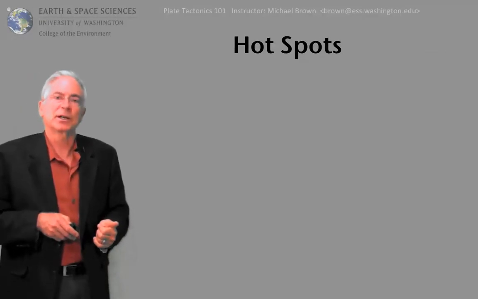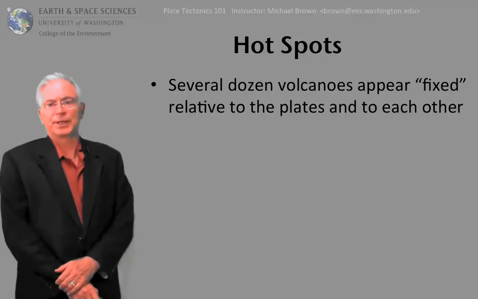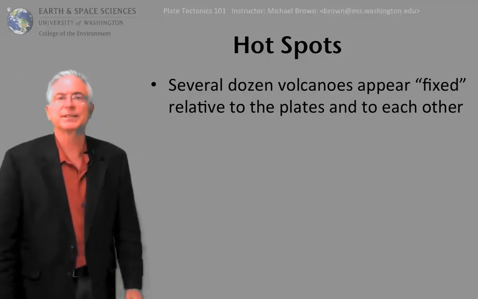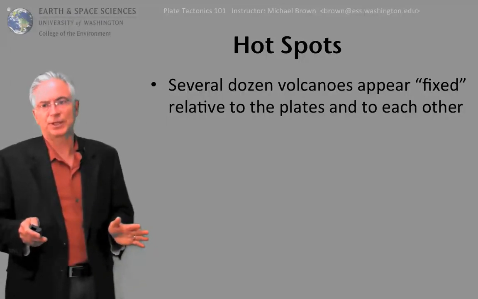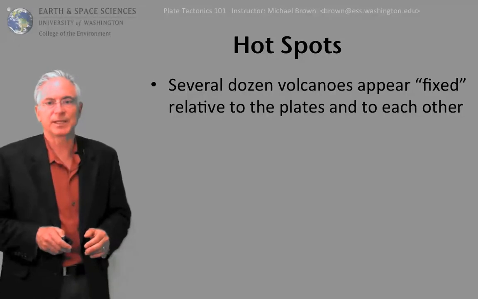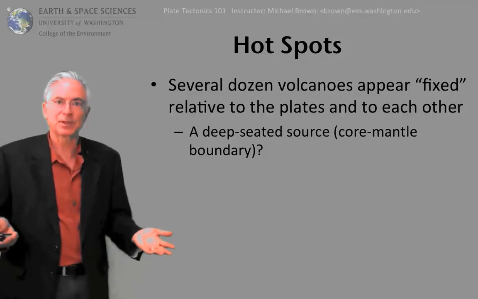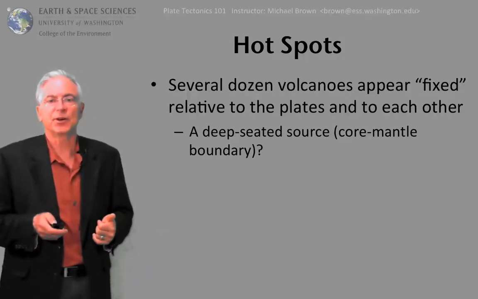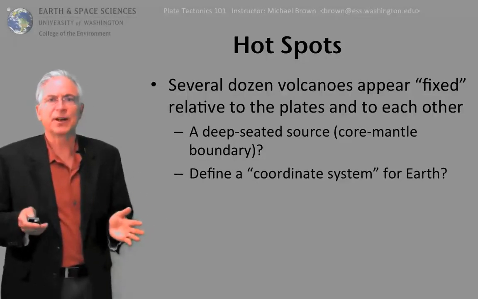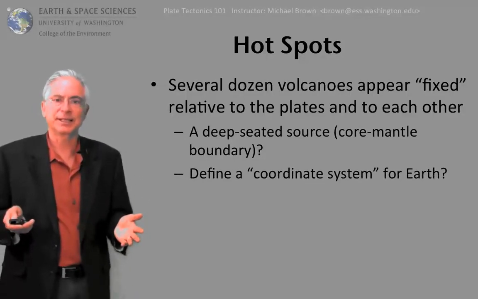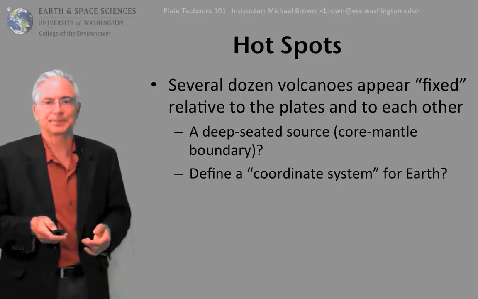Finally, in this talk, I want to talk about hotspots. Well, there are several dozen volcanoes around the world that appear fixed relative to the plates that are riding across them. And these volcanoes seem to be fixed with each other as well as relative to the plates. It implies that there may be a deep-seated source of magma, perhaps the core mantle boundary, that is feeding these volcanoes. And if that's true, then it helps define a coordinate system independent of the plates to define how plates are moving on Earth's surface.